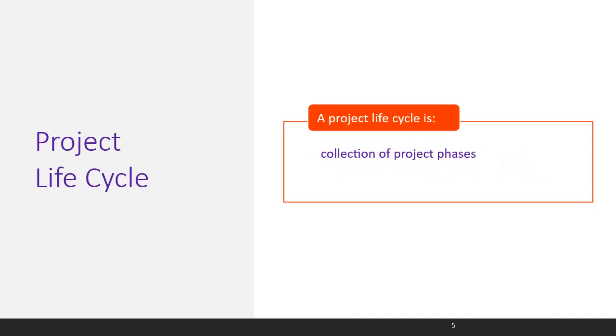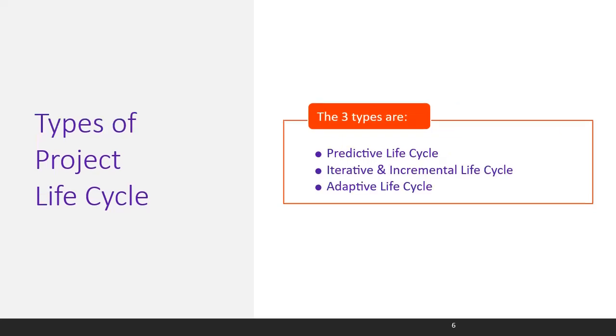A project life cycle is a collection of all the phases of the project. A project life cycle has sequential or overlapping phases. It comprises the activities you need to perform to complete the project work. Just like a project, all phases of a project have a definite ending and beginning. There are three types of project life cycle.